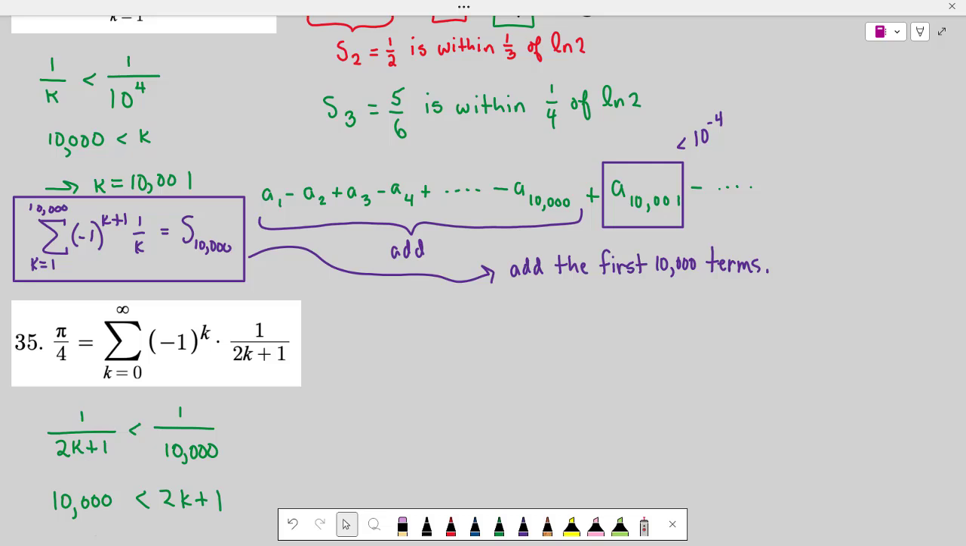Okay. So it's off of the complete sum, the original series all added together. Whatever that original series all adds together, we call it capital S. This partial sum, if we add up the first 10,000 terms, will be within that amount of the actual S. You can get very close, very fast with alternating series.